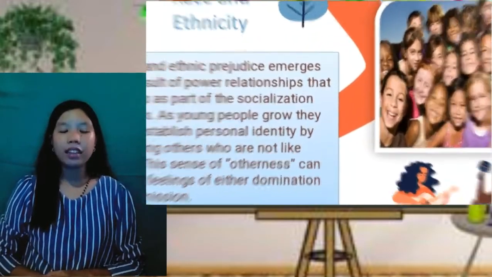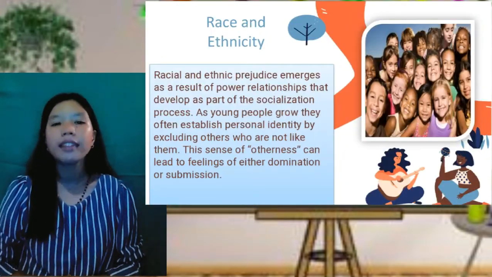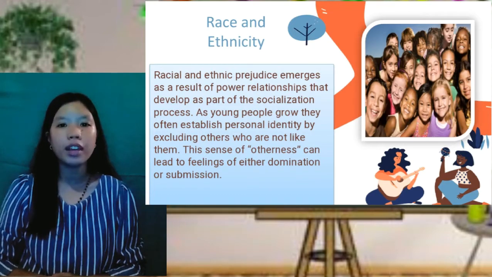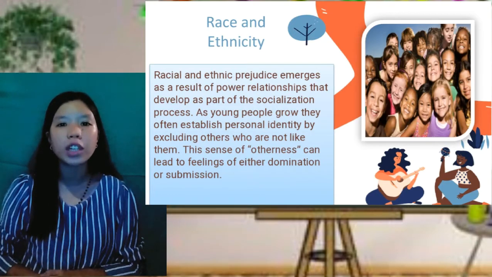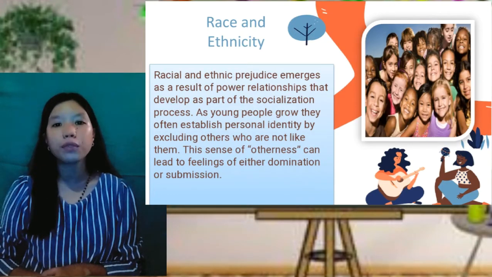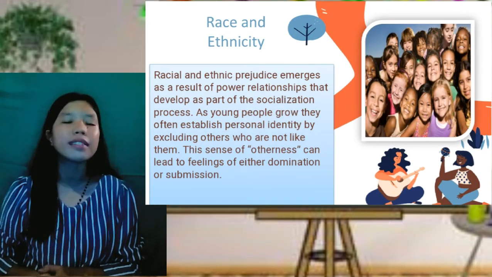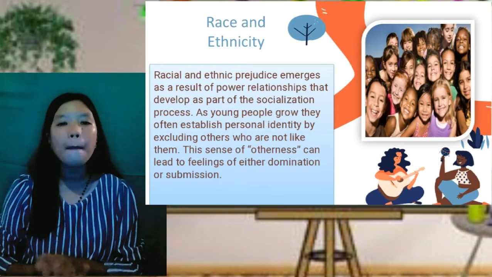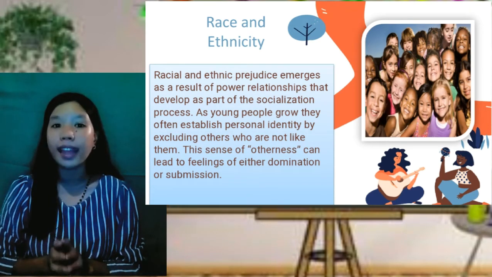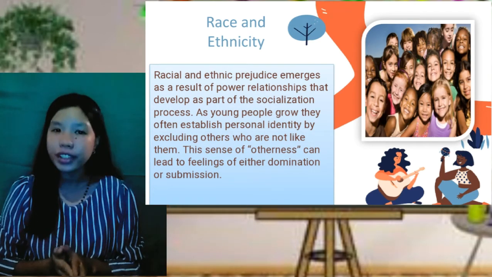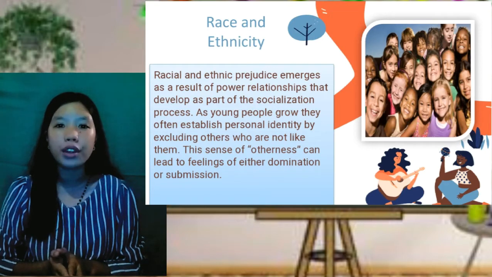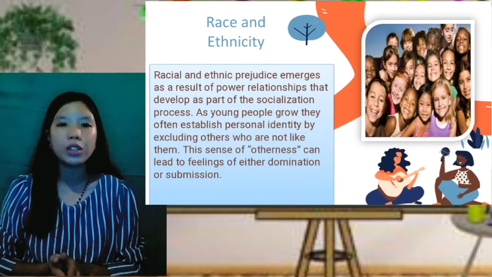Second is race and ethnicity. Racial and ethnic prejudice emerge as a result of power relationships that develop as part of the socialization process. As young people grow, they often establish personal identity by excluding others who are not like them. This sense of otherness can lead to feelings of either domination or submission.